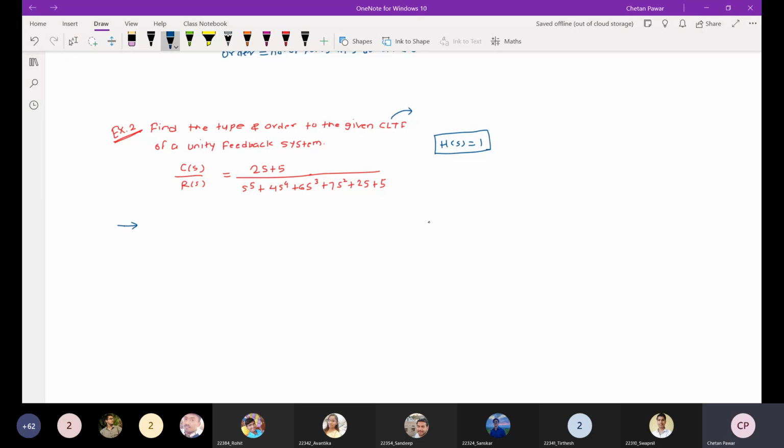What is the type here? Sorry, type is 0. Okay. And what is the order? 5. Okay.